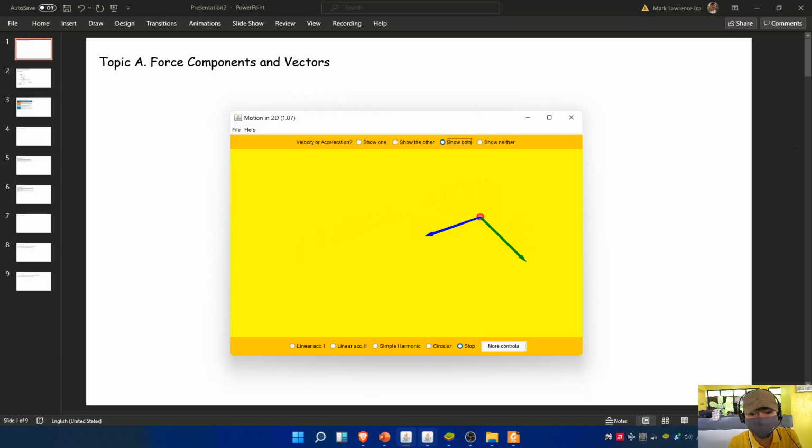See, we already see two kinds of arrows. We have a green one and a blue one. Now I'll do a circular motion. Did you notice that when I'm doing a circular motion, the green and the blue arrows are forming a right triangle, which is 90 degrees?